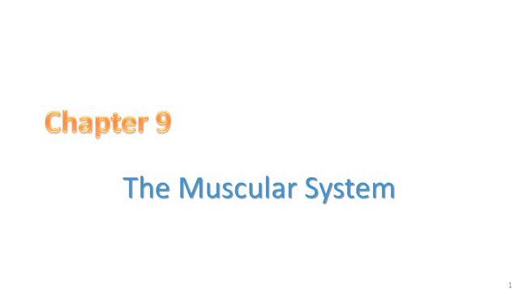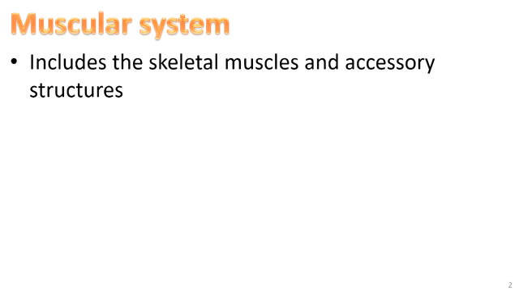Okay, so we're going to talk about the muscular system. The muscular system includes the skeletal muscles and accessory structures, and we'll talk about what all of those things are. Some of the things that it does: it provides mobility, and mobility is being able to move through your environment, like walking, jumping, things like that.